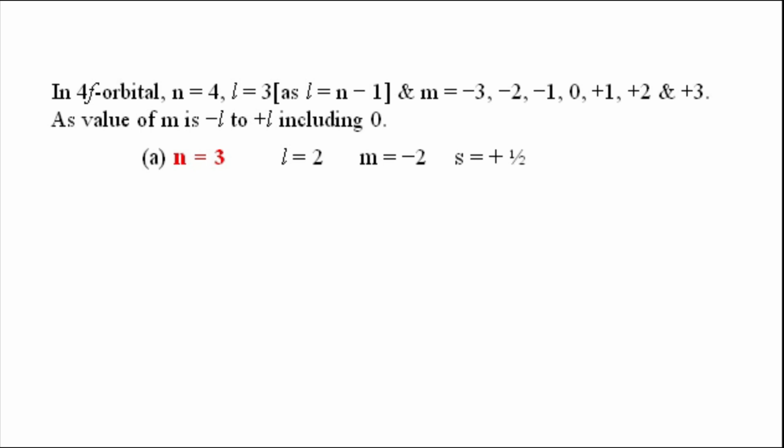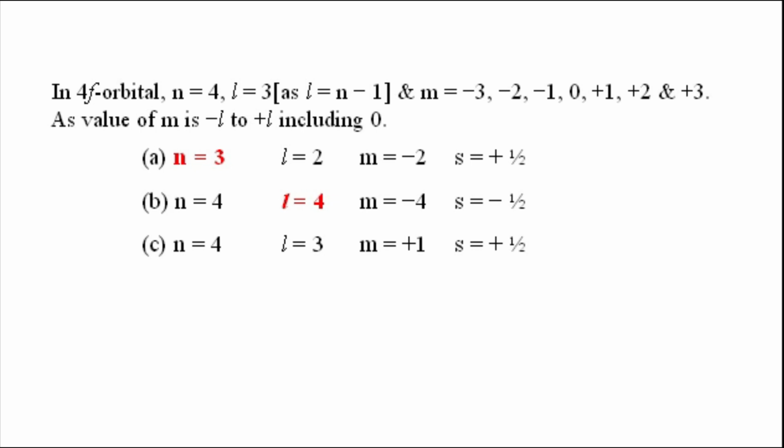Here option A is incorrect, as n can never be 3. In 4f orbital, n is equal to 4. Option B is incorrect, as L can never be 4. Here option C is correct. n is equal to 4, L is equal to 3, m is equal to plus 1 and s is equal to plus half. Here option D is incorrect, as m can never be plus 4.